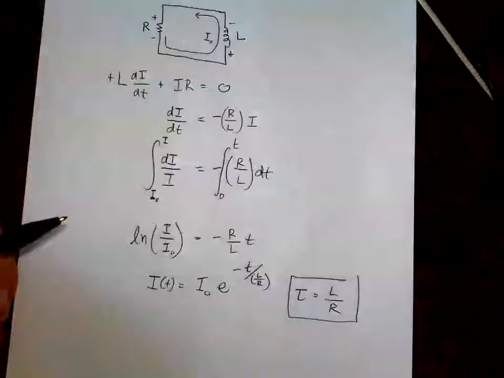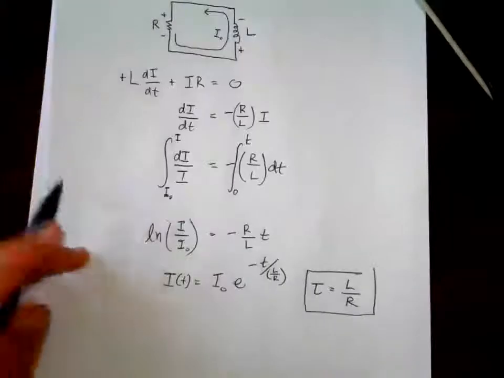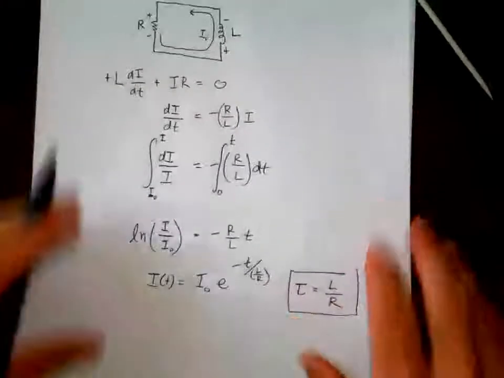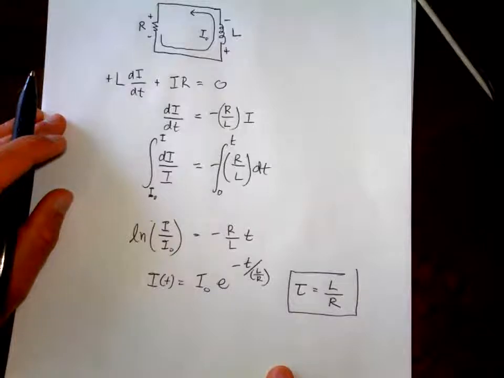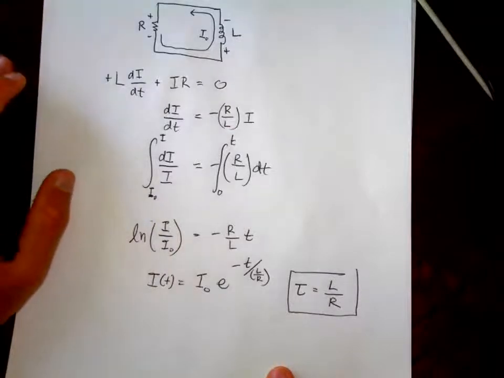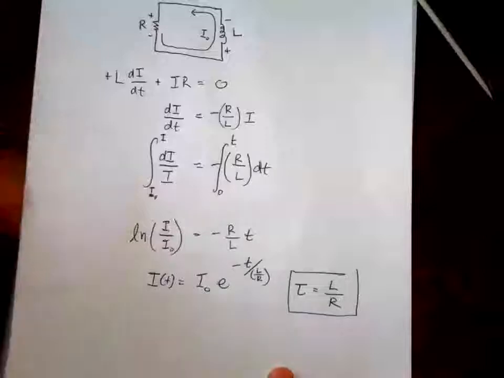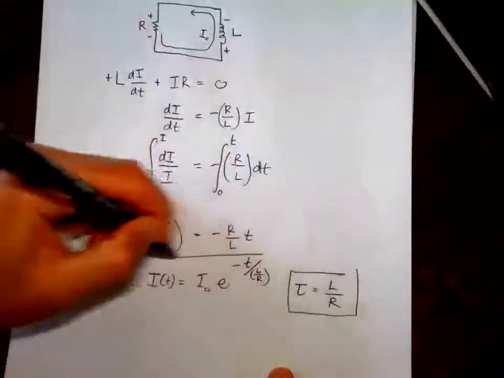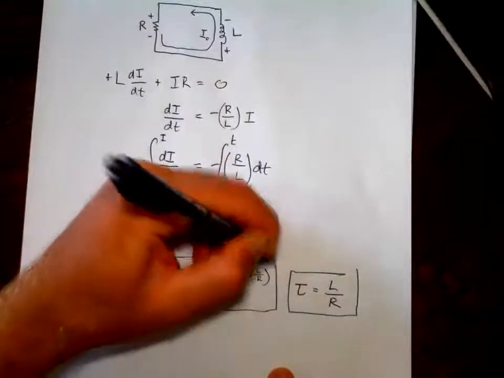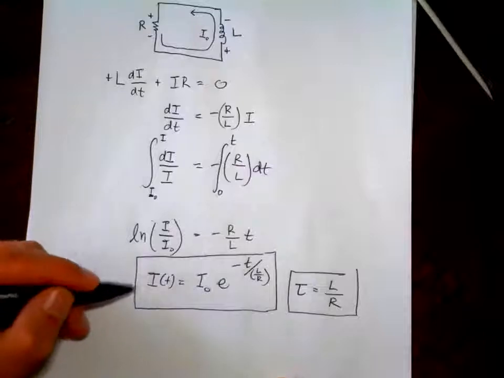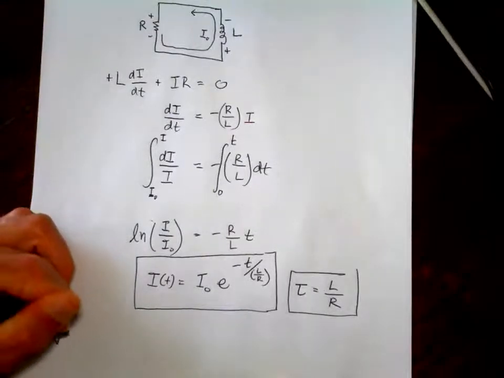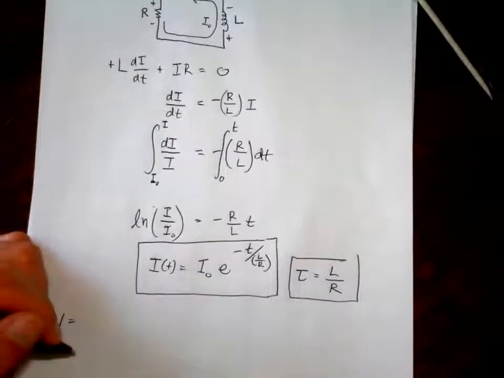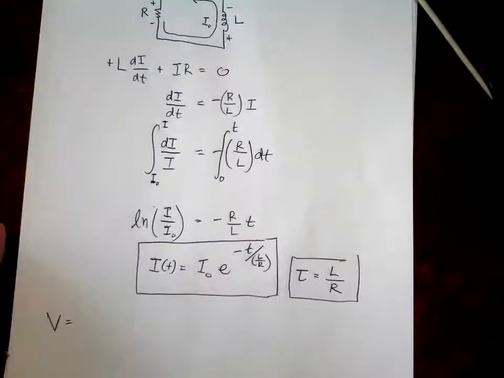The time constant for an RL circuit is different from the time constant for an RC circuit. So these are two important equations. We could also take this and solve for the voltage as a function of time. So voltage is the current going to 0.